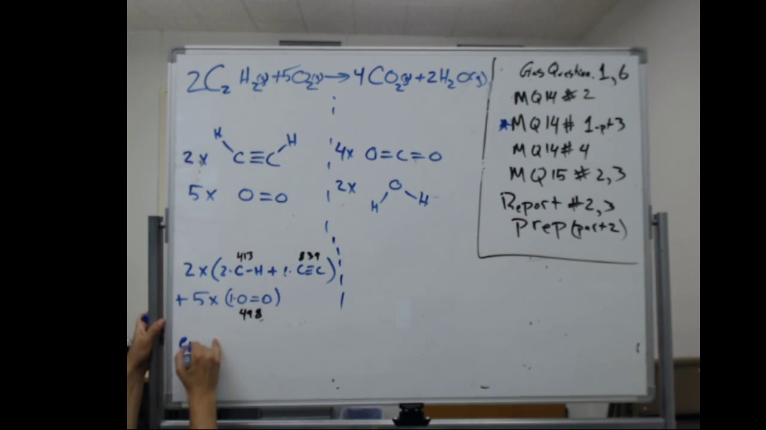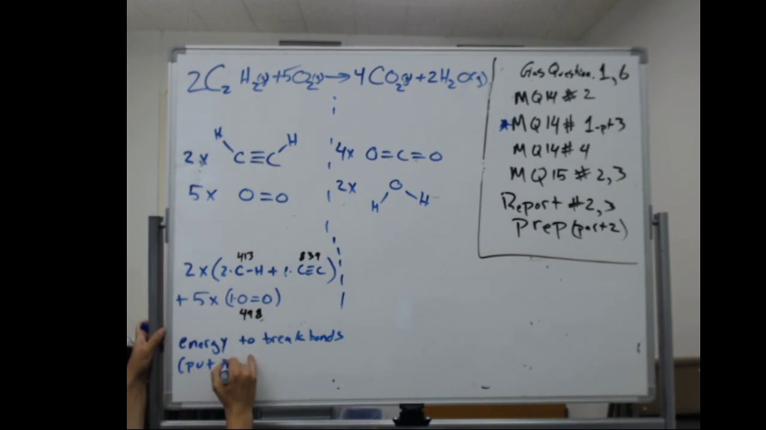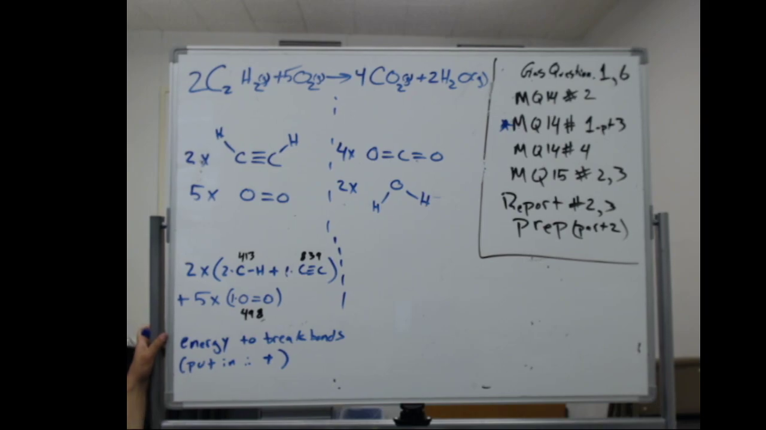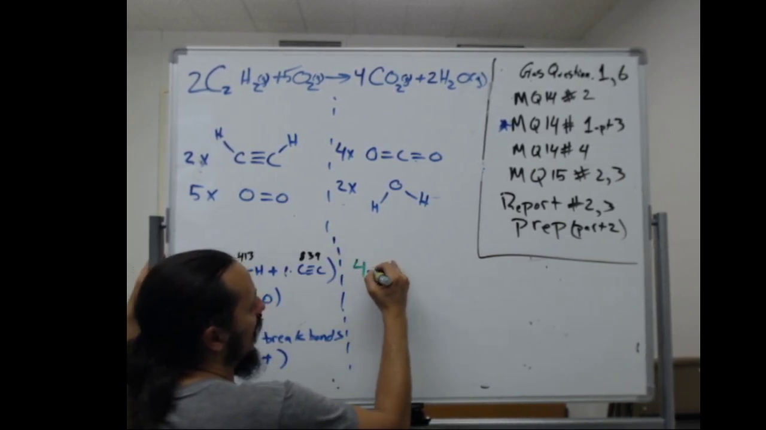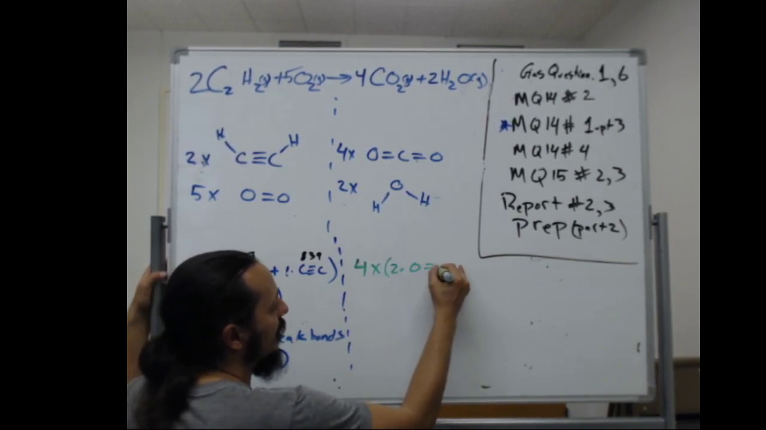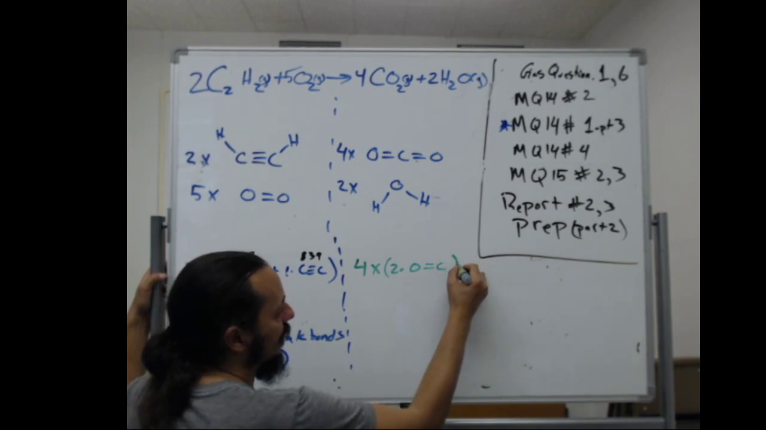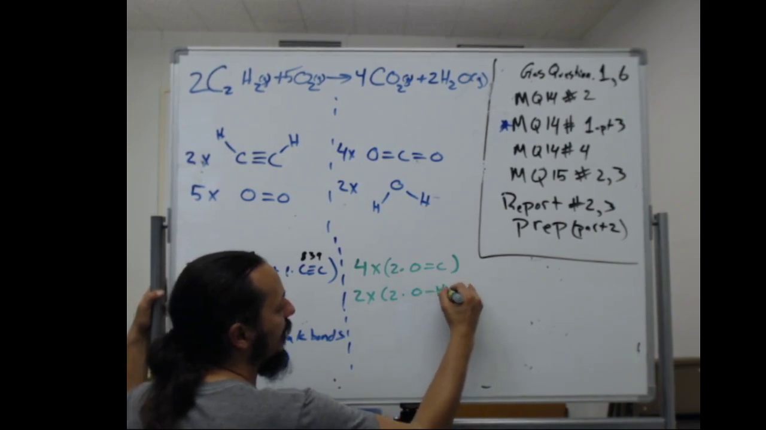And this is going to be a positive value because that's energy we're putting in to break bonds. And then we're going to do the same thing with our products. So I'm going to have 4x, and then I'm going to have 2 oxygen double bond carbons, and I'm going to have 2x, and I'm going to have 2 oxygen bond hydrogens.